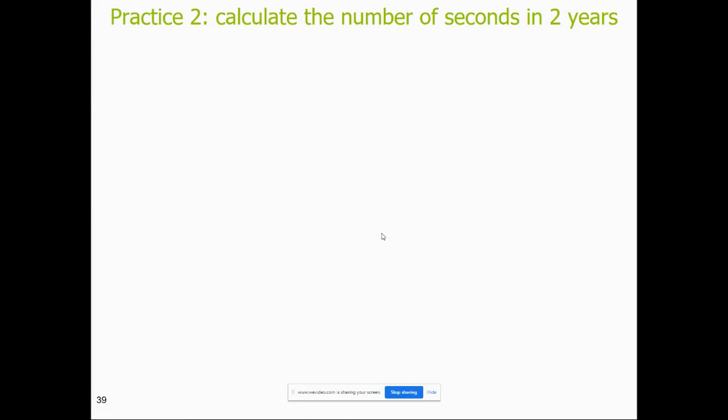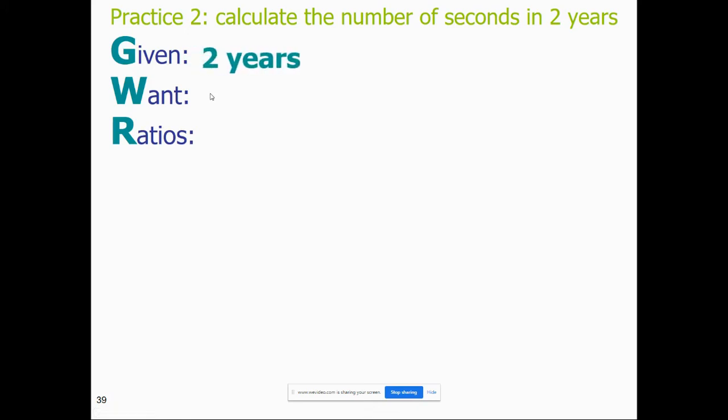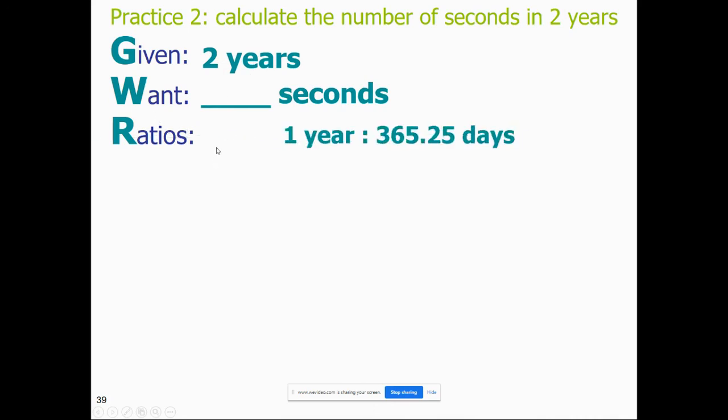So let's start off with how we started everything else. Let's write down what we know, what we want, and the ratios that we can use to get there. What do we know? We're given 2 years. What do we want? We want to know how many seconds are in 2 years. So what are the ratios? We need to somehow go from years to seconds. Since we don't know directly how many seconds are in a year, we're going to have to break it down. So we know that 1 year has 365.25 days.